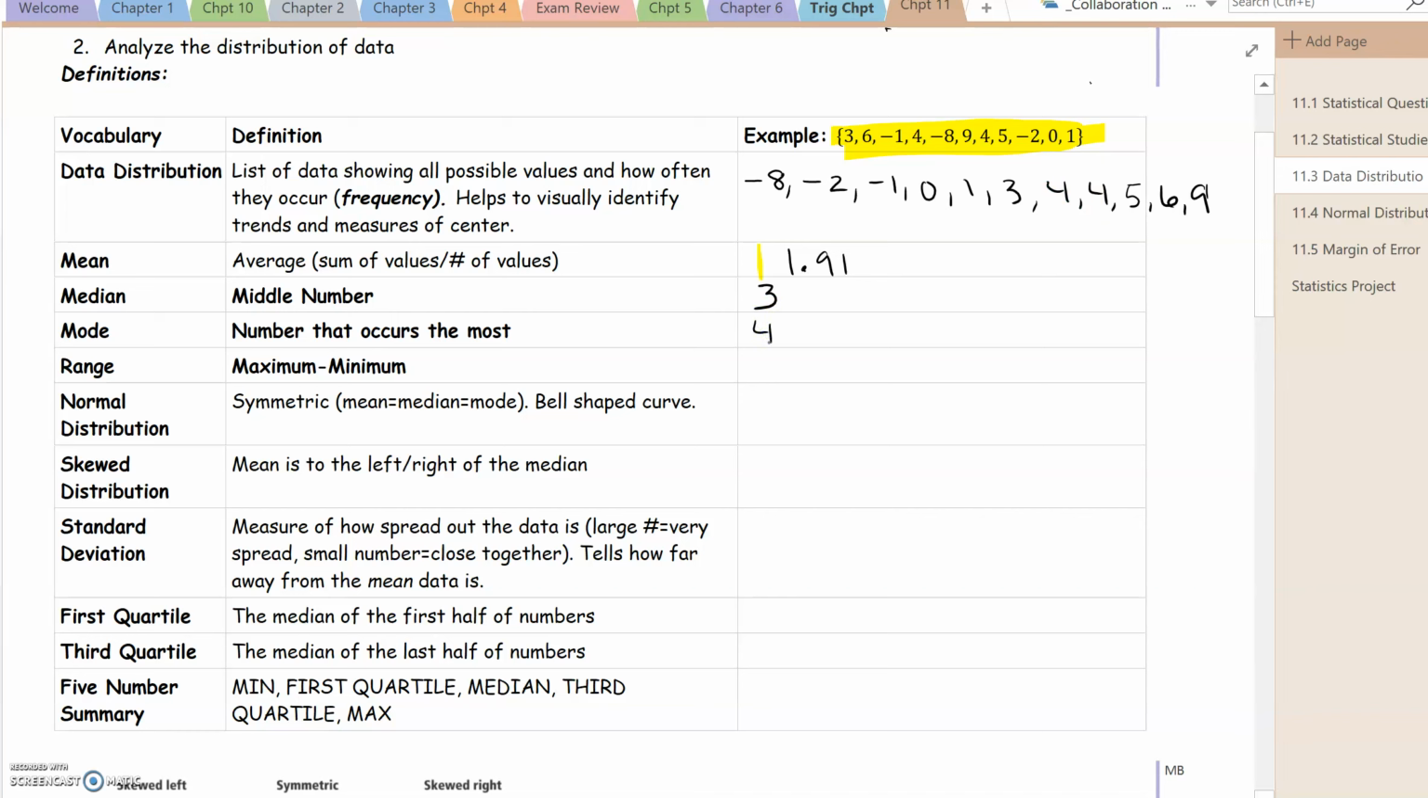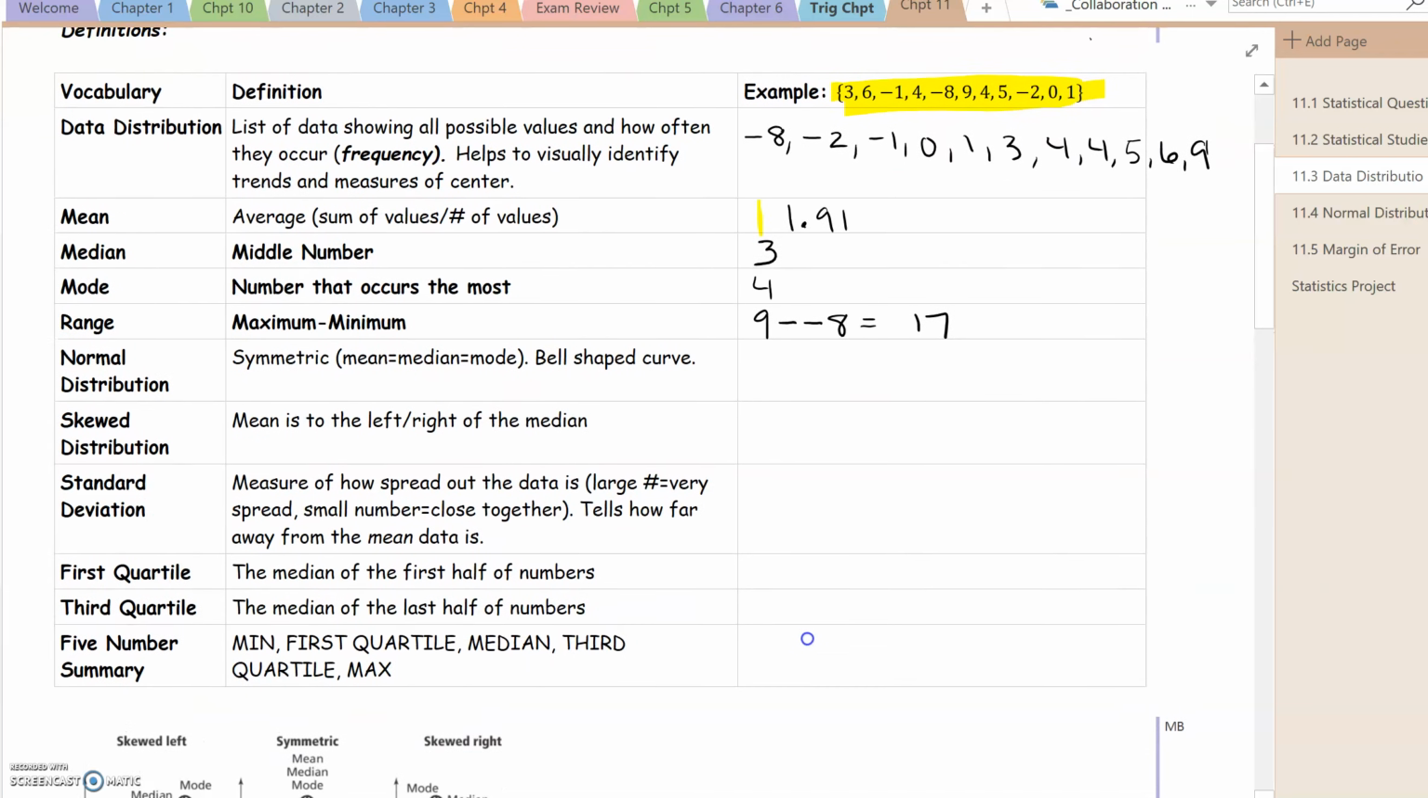Range is the maximum number minus the minimum number. So here we have our maximum of 9 minus our minimum number, which is -8. So there are 17 numbers in between our max and our min. Our range is 17. Okay, so those are all the examples where we're going to be using those data sets.